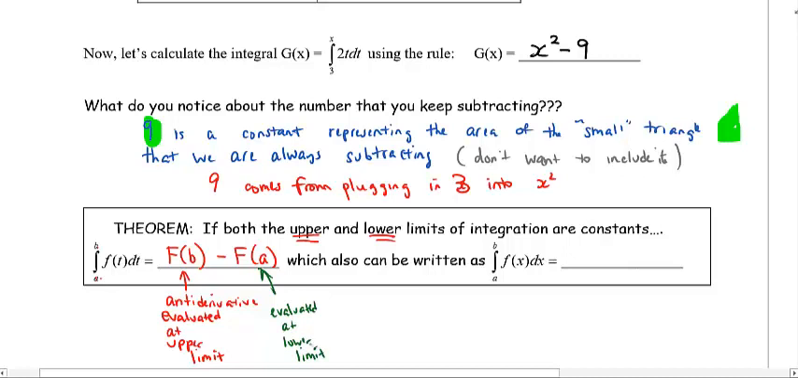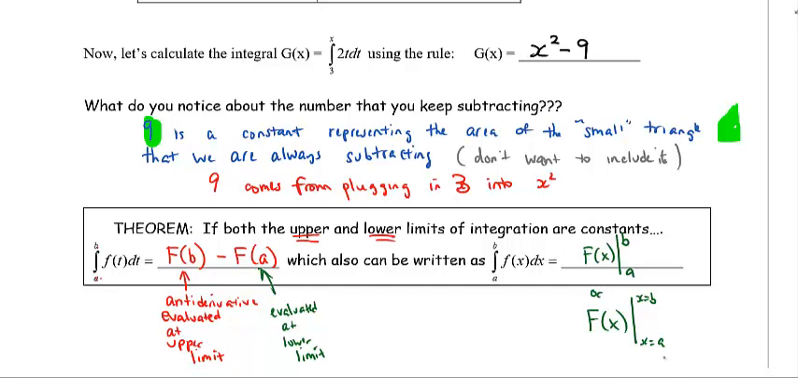Okay. Some textbooks prefer to write it this way, capital F of x with a bar, and then some of them will just say b, a like this. Others will also be more specific, F of x like this, and say x equals b and x equals a. All three notations mean the same thing, but I do want you to know and be able to understand that they all are the same.